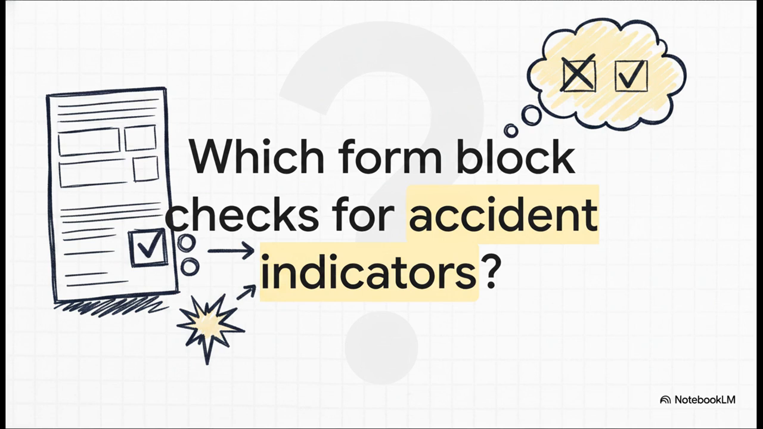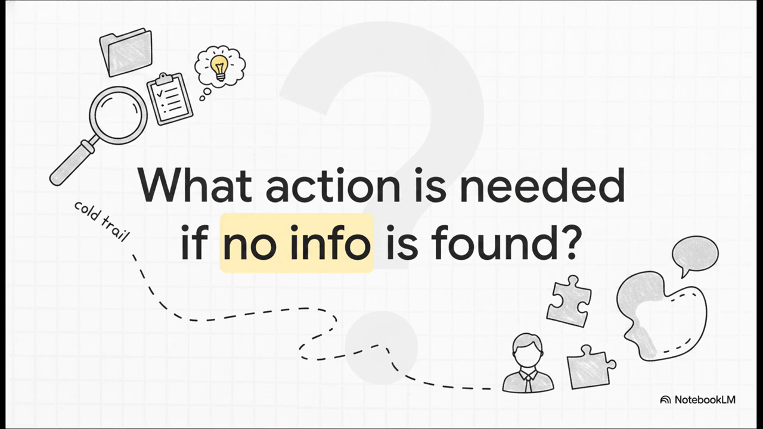During your pre-call review on a CMS 1500 form, which block should you check to see if the patient's condition is related to an employment, auto, or other accident? A, block 10, B, block 19, or C, block 23? Thinking back to that form, we talked about 2 crucial blocks, but which one is specifically the yes or no checkbox area for accidents? And finally, question 3.